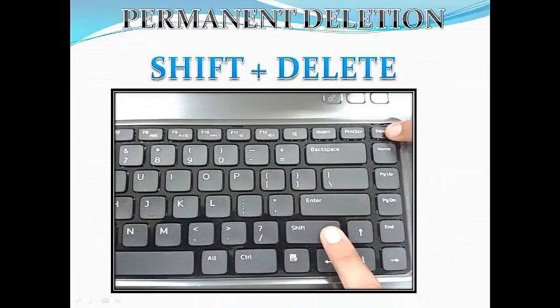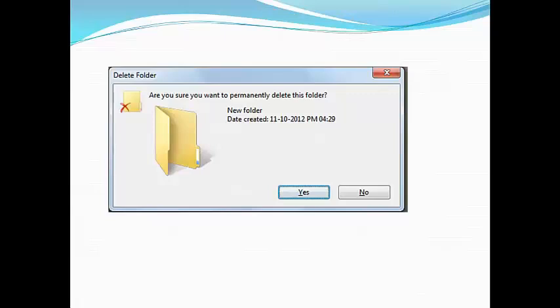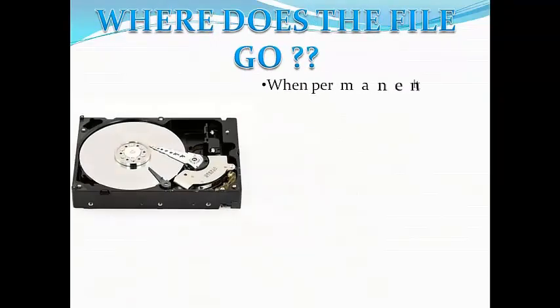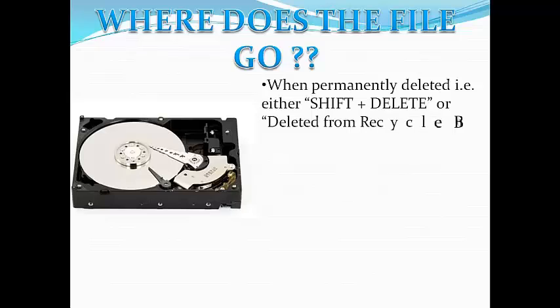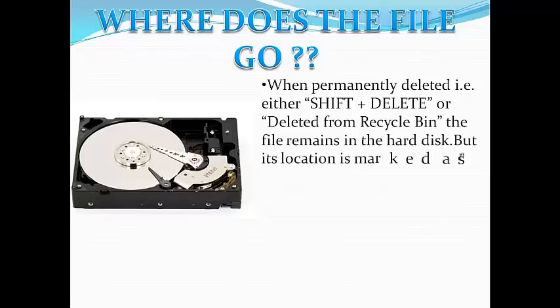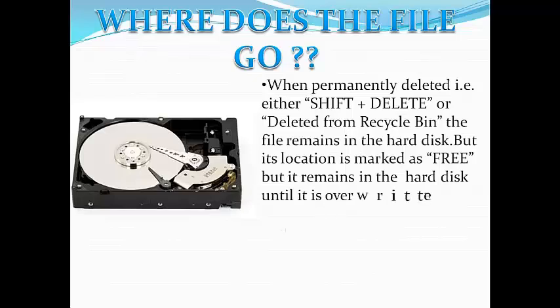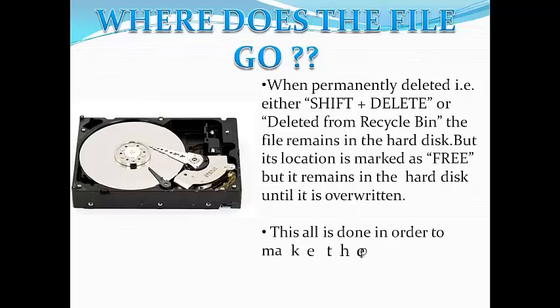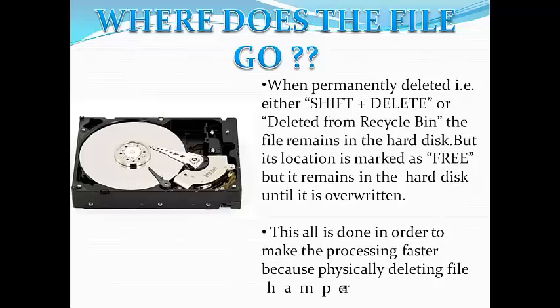Permanent deletion. If you press Shift plus Delete on your keyboard, your file will be deleted permanently. This is the icon which appears. Now the question arises, where does the file go? When permanently deleted, that is either if we press Shift plus Delete or delete from the recycle bin, the file remains on the hard disk, but its location is marked as free. It remains on the hard disk until it is overwritten. This is all done in order to make the processing faster, because physically deleting the file hampers the speed.